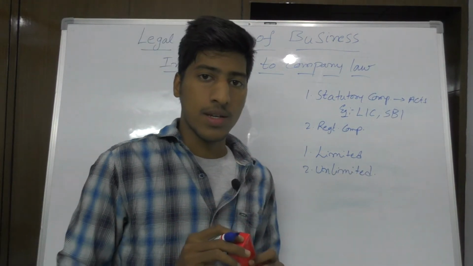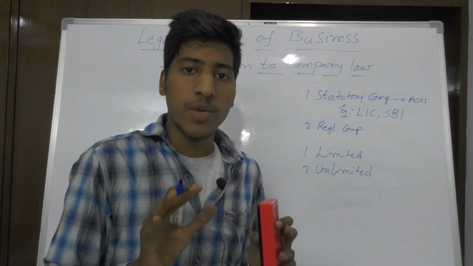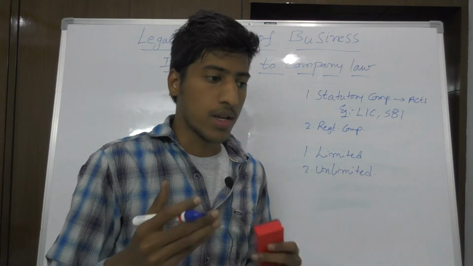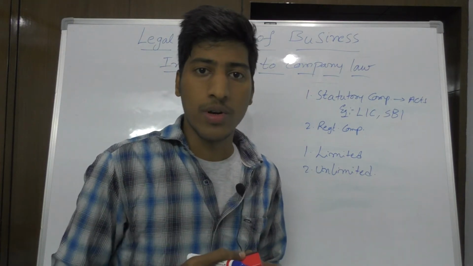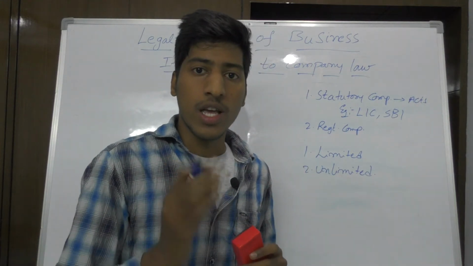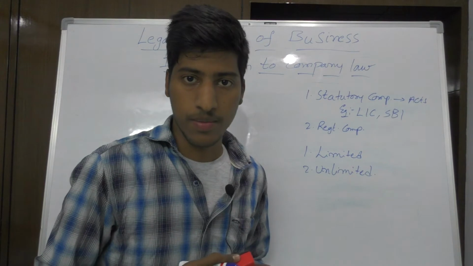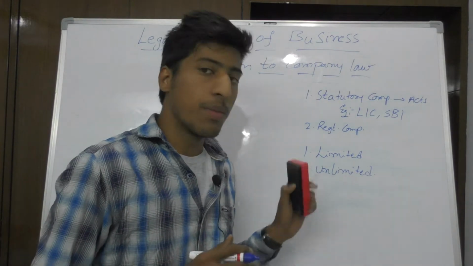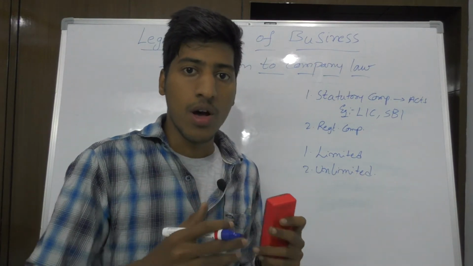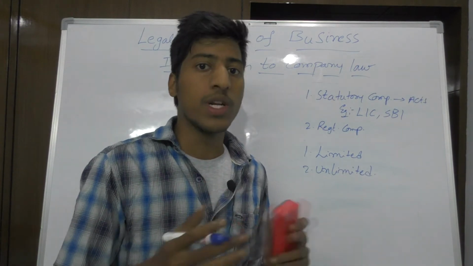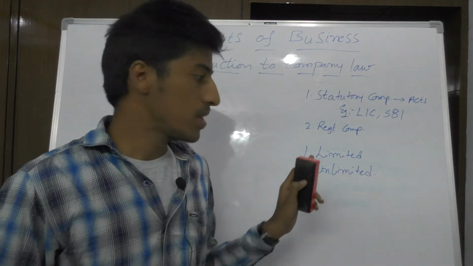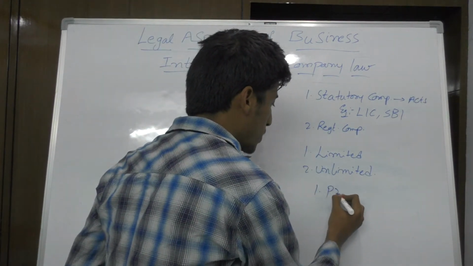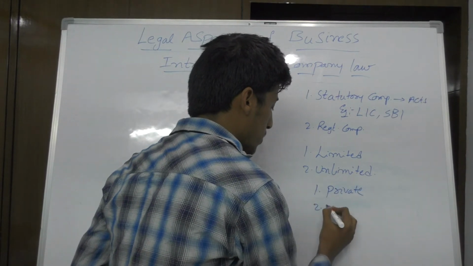In limited companies, the liability of its members is limited to their share contributions. For example, creditors, while repayment of loan, cannot claim from the personal assets of its members. Whereas in unlimited companies, the creditors can lay claims on the personal assets of its members to meet its liabilities. This is the basic difference between limited companies and unlimited companies. There is another classification, that is private companies and public companies.